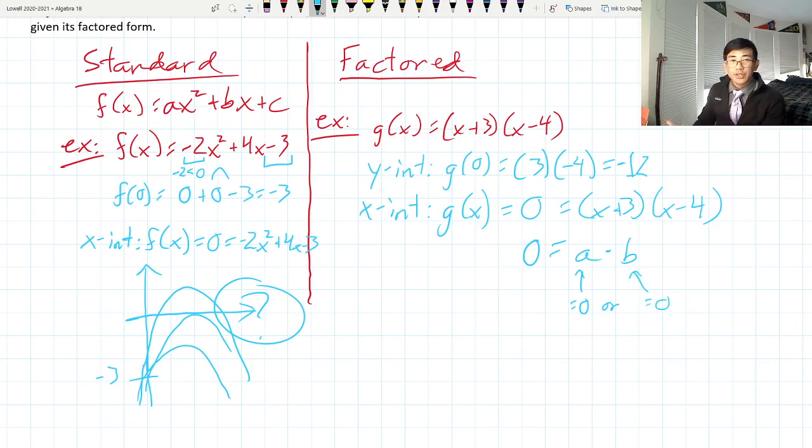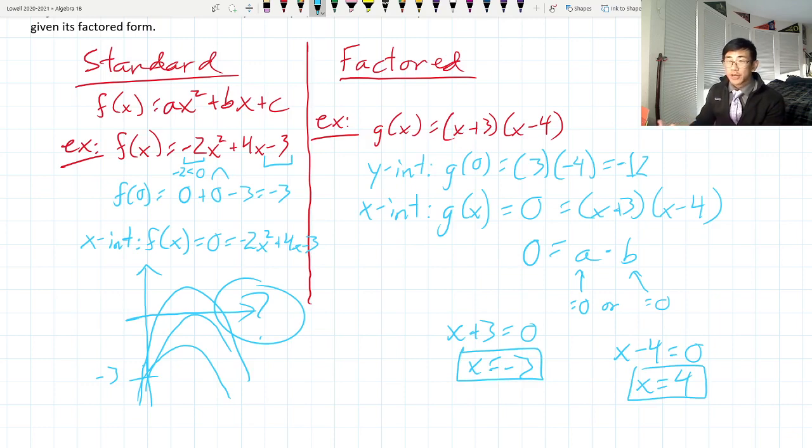And so this is going to be an equation with two solutions. So let's see. x plus 3 is equal to 0 if x is equal to negative 3, and x minus 4 is equal to 0 if x is equal to positive 4. And so these are our x-intercepts.